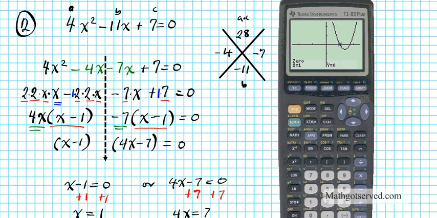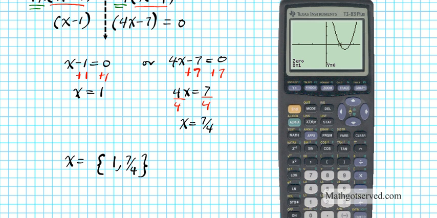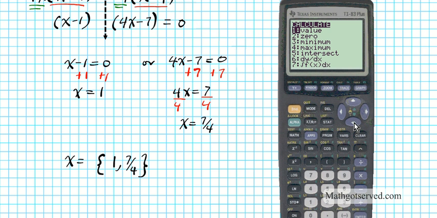The next answer is 7 over 4. If you write 7 over 4 as a decimal, it is 1.75, or 1 3/4. So let's see if that's what we get, okay? Second function trace again, zero, option 2. You can scroll down and just hit 2. Left bound, come to the left of just this zero. Don't go to the left of that other one because you'll confuse the calculator. So go to the left of this zero. That's a good left bound. Press enter. Right bound, go to the right of this zero.